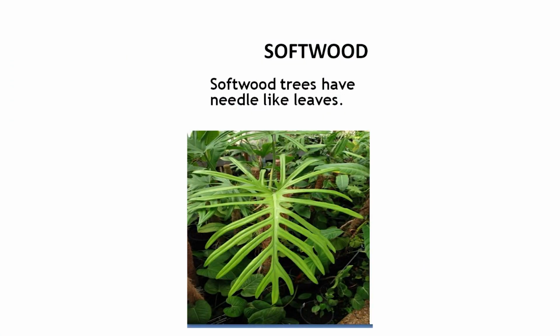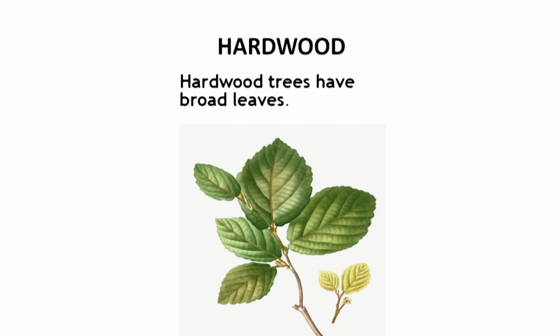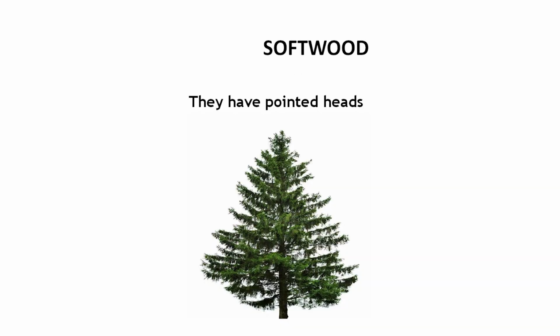Now, let's look at the structure of their leaves. Softwood are trees that have needle-like leaves. As you can see in the picture, needle-like leaves, thin or narrow leaves. On the other hand, hardwood trees have broad leaves. Hardwood trees have what? Broad leaves. So you can see they are like words and opposites, needle-like, narrow, and broad.